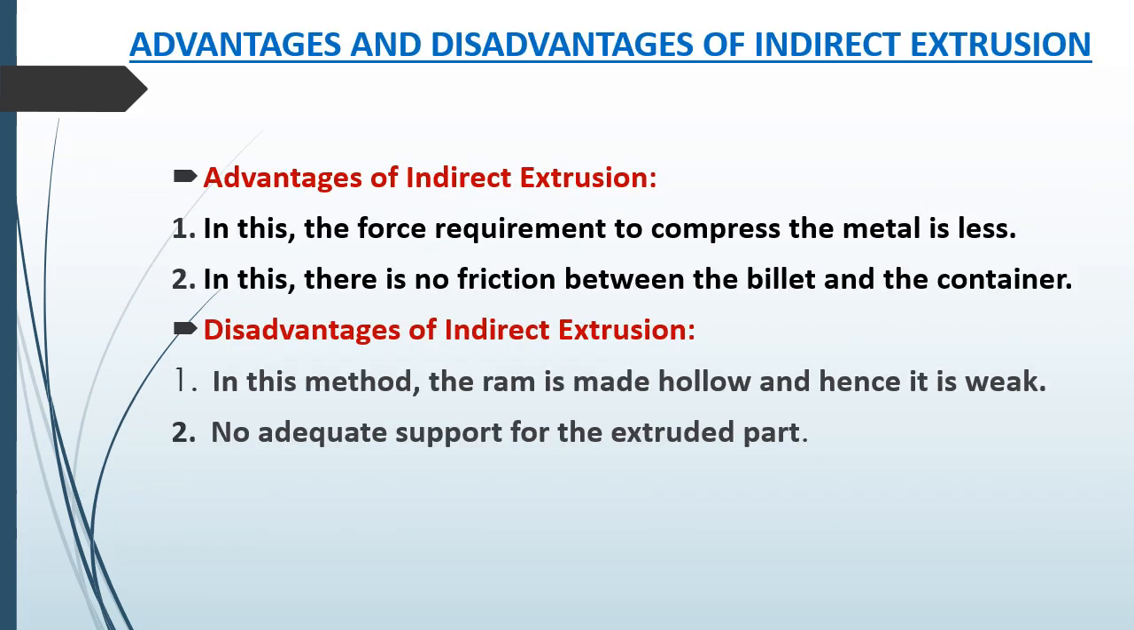So in this slide, we will discuss the advantages and disadvantages of indirect extrusion. The advantages of indirect extrusion are that the force required to compress the metal is less and there is no friction between the billet and the container, so wear and tear of the metal is not possible. Disadvantages of indirect extrusion: in this method, the ram is made hollow, hence it is weak. There is no adequate support for the extruded part. In case of direct extrusion, there was support for the extruded part.